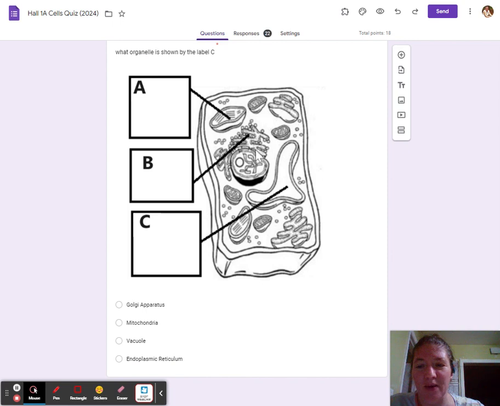For the organelle labeled by C, that was our vacuole. Our Golgi apparatus was down here in the corner. Our mitochondria were these little kidney bean shaped ones with squiggles in them. C, again, was the correct answer as the vacuole, and then our endoplasmic reticulum was the one highlighted by B. So guys, that was all of our cells quiz, just to go over what your correct answers were.